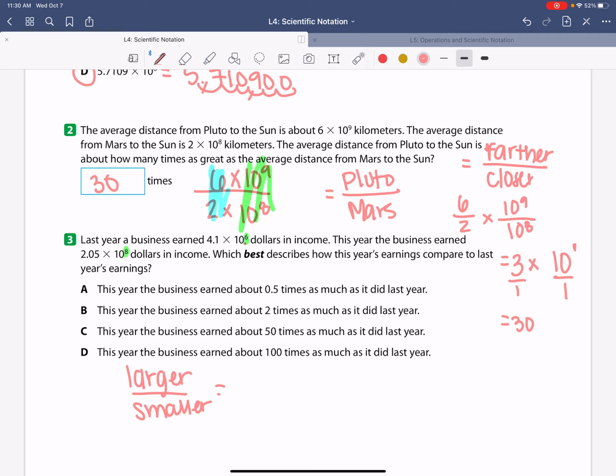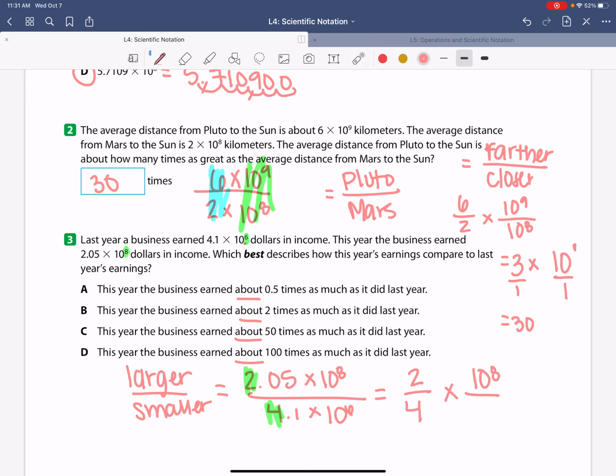8 is larger, so our larger income is going to be 2.05 times 10 to the 8th power, and our smaller is going to be 4.1 times 10 to the 6th power. And since all these answers have the word about in it, we can kind of approximate the original numbers like the 2.05 and the 4.1. We can just approximate the 2.05 to be just 2 and our 4.1 to be just 4. So let's break apart our fraction. So we have 2 over 4 times 10 to the 8th over 10 to the 6th.